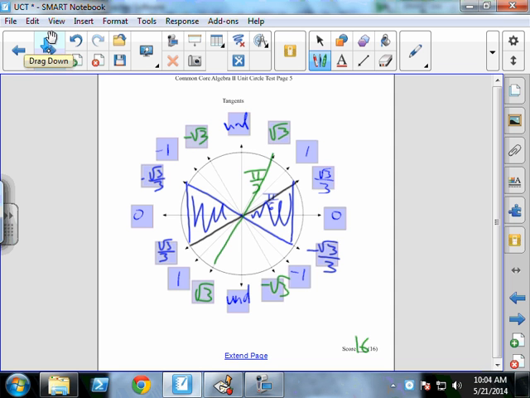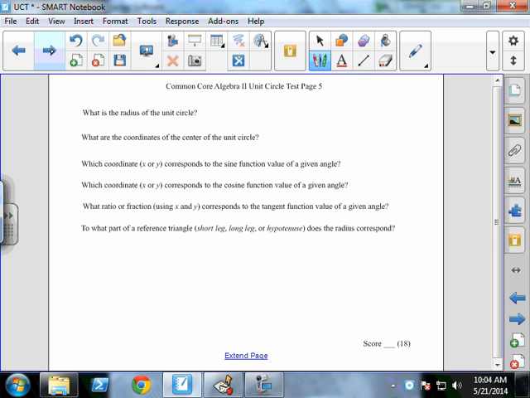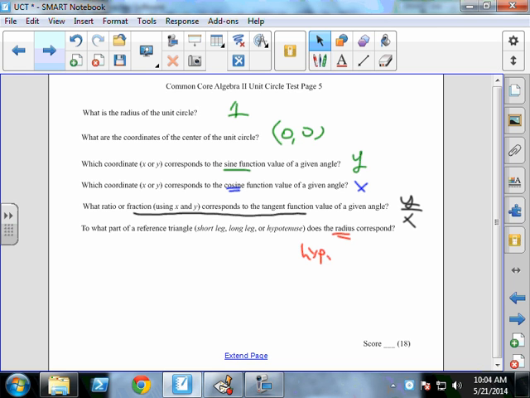Finally, the last page, it says page 5, but it's actually page 6. Radius of a unit circle is 1. Center is at (0, 0). Yes, you need the coordinates. Yes, you need the parentheses. The sine is the y. The cosine is the x. So then the tangent would be y over x. And the radius corresponds to the hypotenuse. And there you go. That's it.